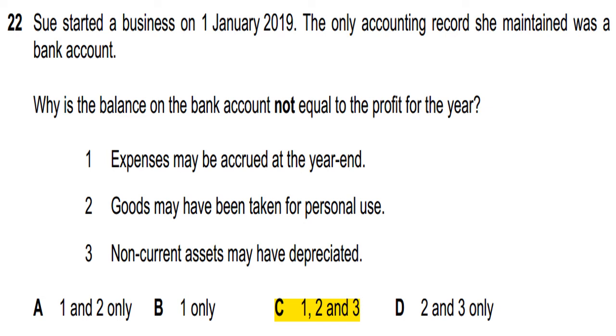And number 3, non-current assets may have depreciated. If non-current assets are depreciated, this will create a difference between profit and the bank account. So these three reasons will be accepted, because these three reasons can cause a difference between the bank account and the profit for the year.